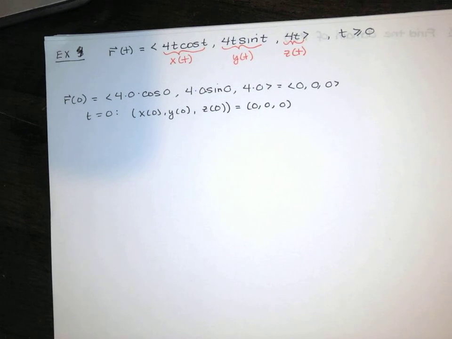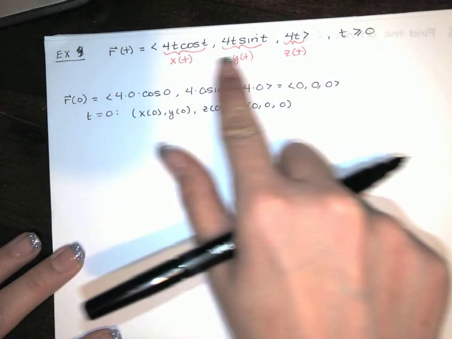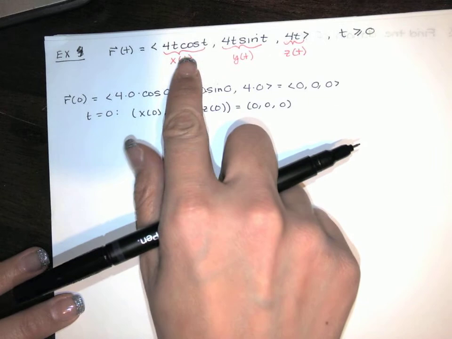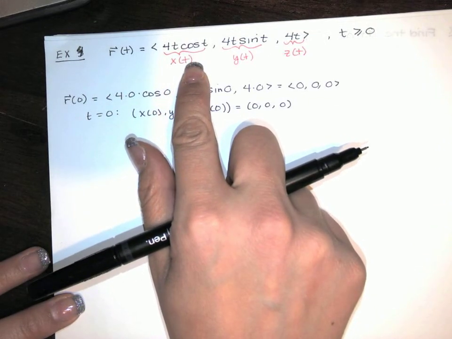Now, one thing that we do here is exactly what we did in 2D. We're going to eliminate the parameter t. But remember, this is a curve. It's not a surface. But we're going to find a surface that our curve is lying on, if that makes sense.